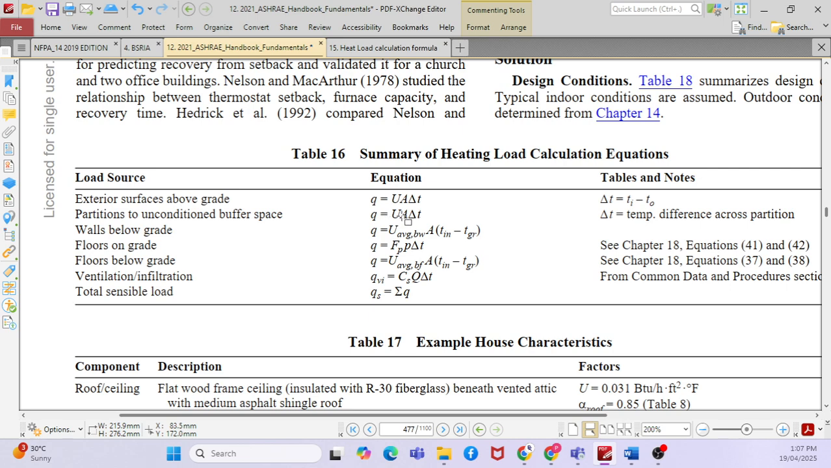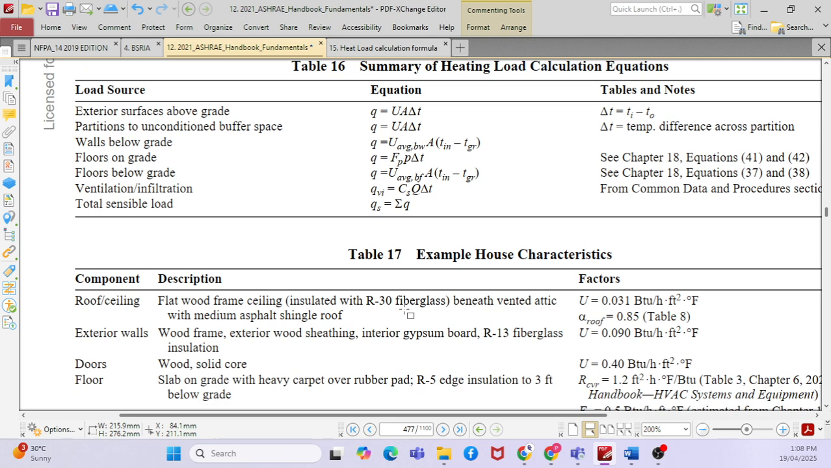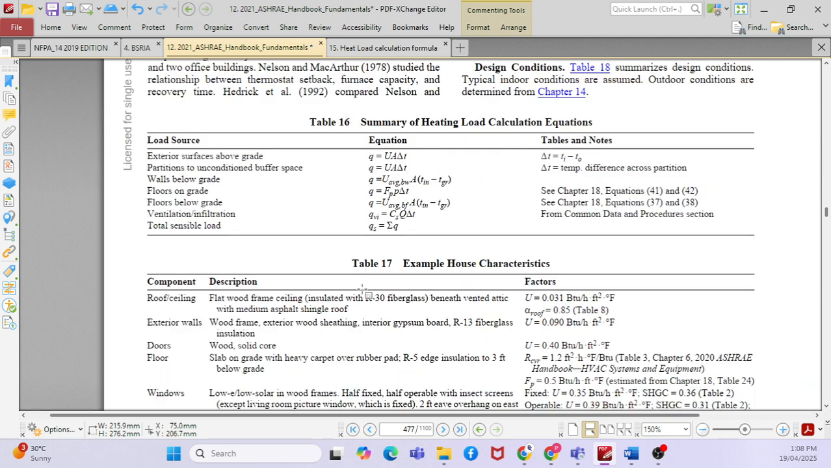Exterior surface above grade, Q equals UA delta T. Then partition, UA delta T. Condition buffers. Total sensible load is the sum of all the loads. Similarly, you have a latent load as well, so you have to calculate the latent load.